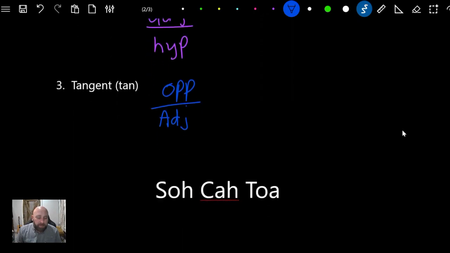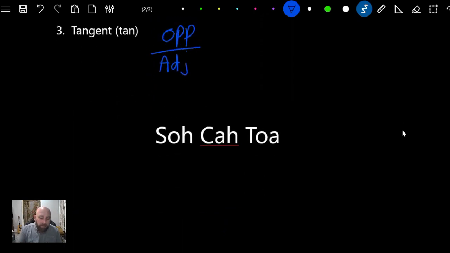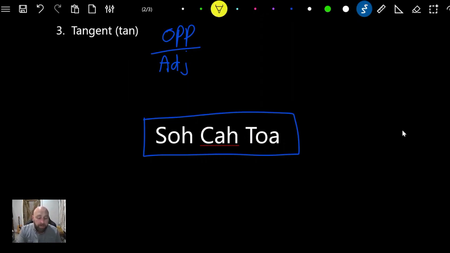But first of all, let me show you kind of a cool way to remember this. SOHCAHTOA. Here's what that means. The S is for sine, and then opposite over hypotenuse. And then CA is C for cosine, A for adjacent, H for hypotenuse. SOH CAH, and then TOA, T for tangent, O for opposite, A for adjacent. SOHCAHTOA. Maybe that helps you, maybe it doesn't.